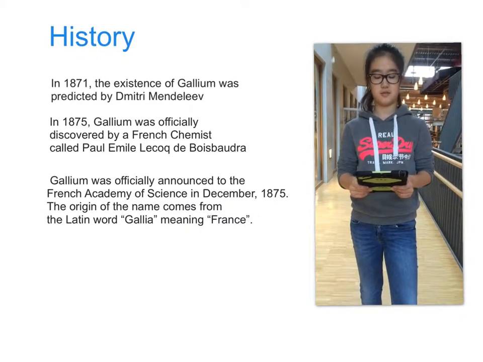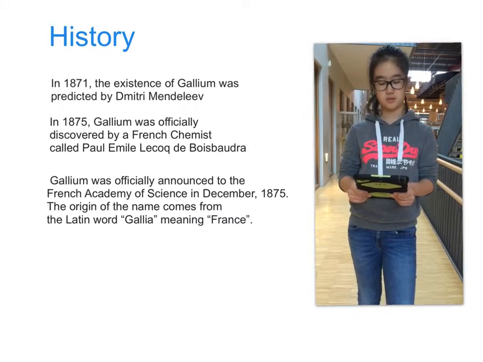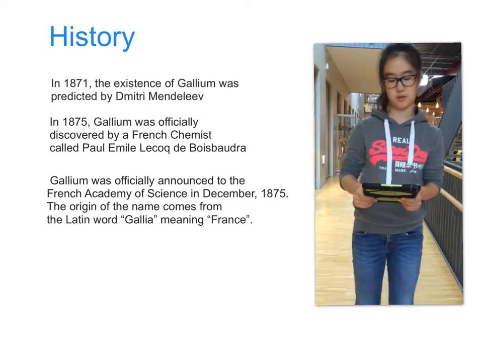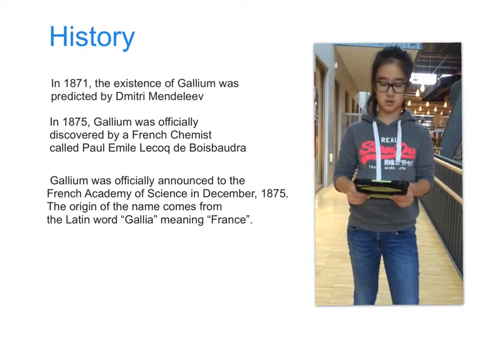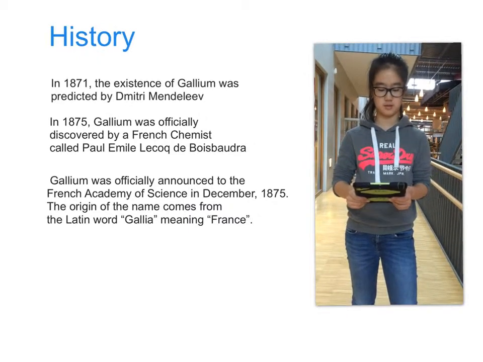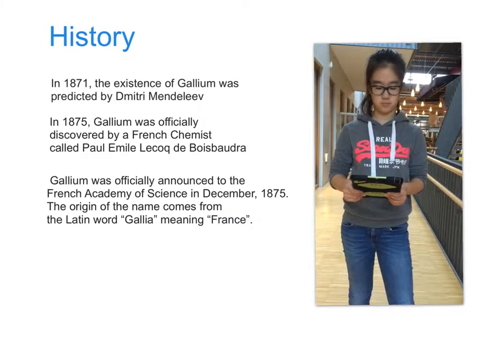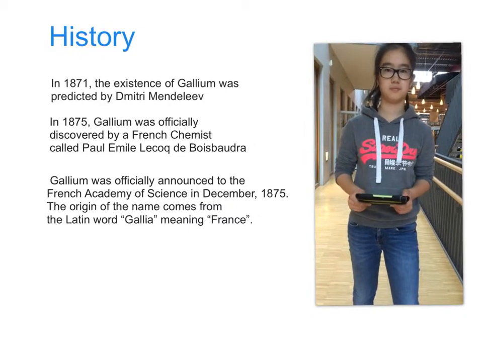Later in 1875, traces of small amounts of gallium were found in diaspore, sphalerite, germanite, and bauxite, as well as in products produced by burning coal. Gallium was officially announced to the French Academy of Sciences in December 1875. The origin of the name comes from the Latin word Gallia, meaning France.